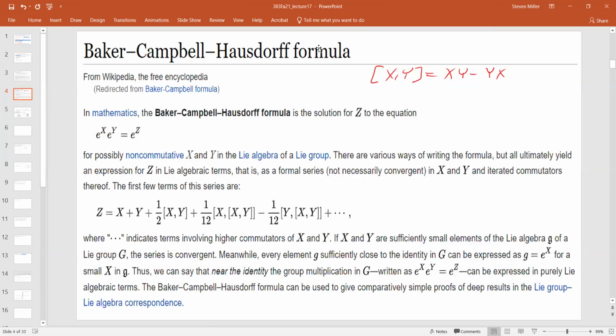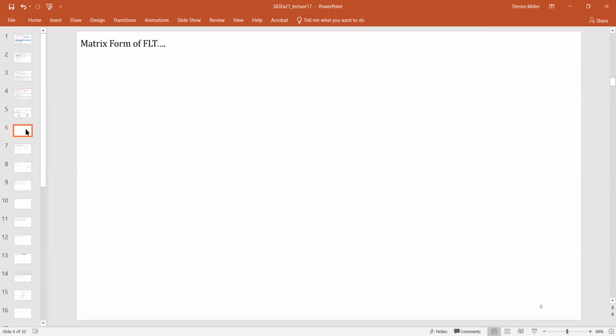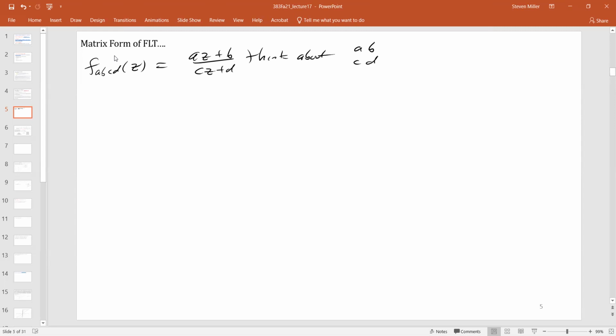So let me just add one slide to talk a little bit about the matrix form of fractional linear transformations. So if I give you the map F of A, B, C, D of Z is equal to AZ plus B over CZ plus D. Think about the matrix A, B, C, D.